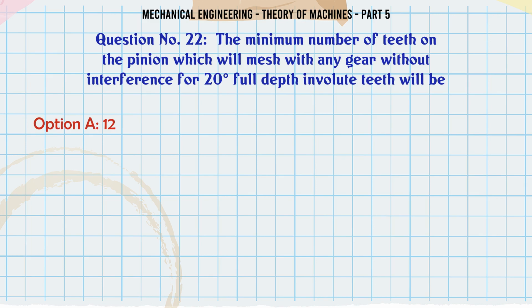The minimum number of teeth on the pinion which will mesh with any gear without interference for 20 degree full depth involute teeth will be A. 12. B. 14. C. 18. D. 24. The correct answer is 18.